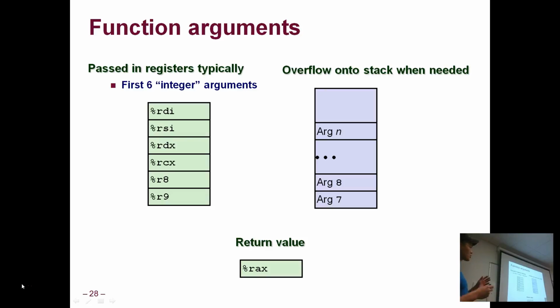Okay, so function arguments. The first 6 are passed in these registers, and the mnemonic that the CTF level gives you is Diane's silk dress cost $89. And then that gives you the order of the registers as they're used. And then if you have more than 6, they get pushed onto the stack. So argument 7, 8, all the way to argument n. And then the other thing about the calling convention is that the return value is always in RAX. We saw that already.